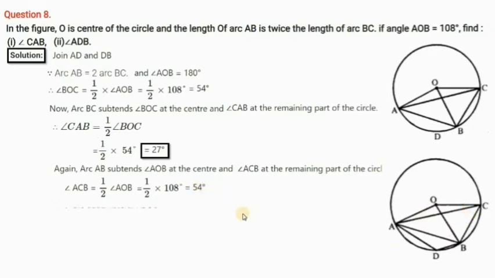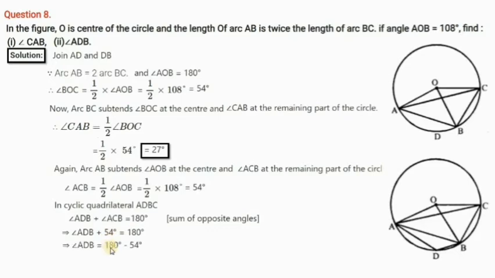Okay, so as I said, in cyclic quadrilateral ADBC, the sum of the opposite pairs of angles will be 180 degrees. We already know ACB is 54, so from here ADB turns out to be 126 degrees. So this will be our final answer for this particular question. Pause the video to note down.